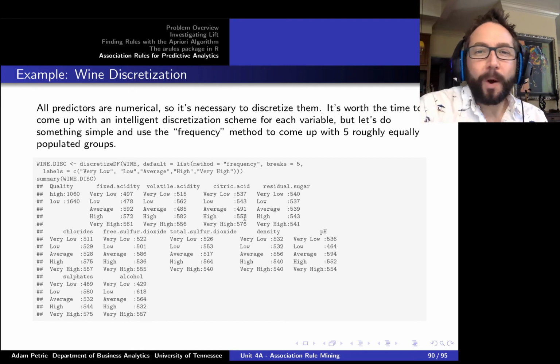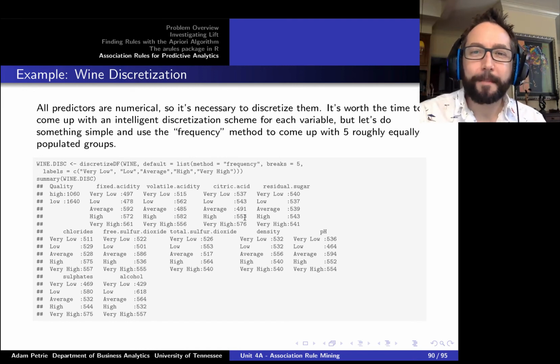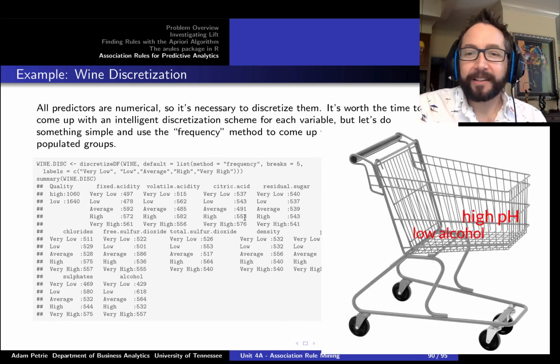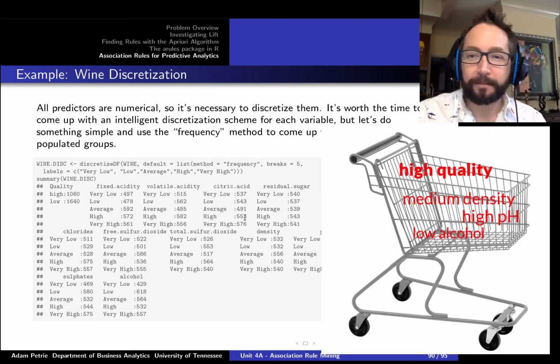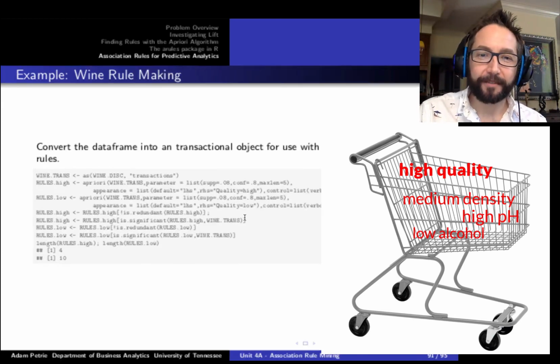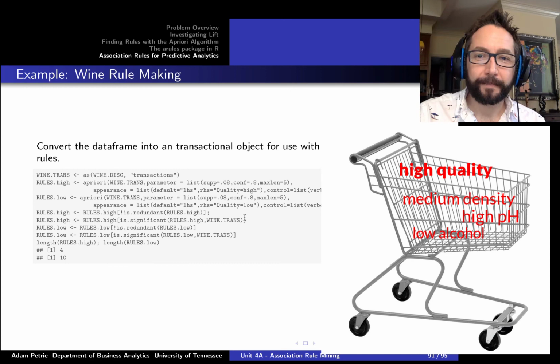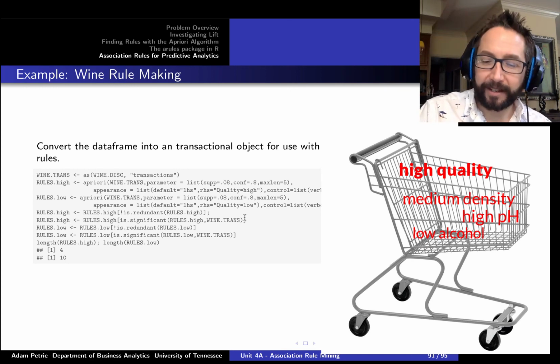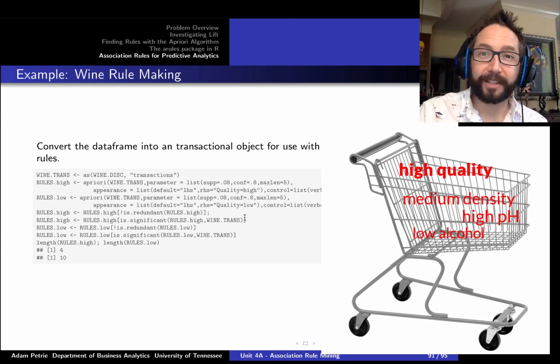And so if I wanted to find some sort of magic combination of characteristics that has a high probability of resulting in a wine of high quality, I can do the market basket analysis. Each wine is a shopping cart. Having citric acid very low, residual sugar very high, are like having items in the cart. Let's find the associations. We can convert the data frame into a transactional object that arules knows how to work with, and then run the a priori algorithm.